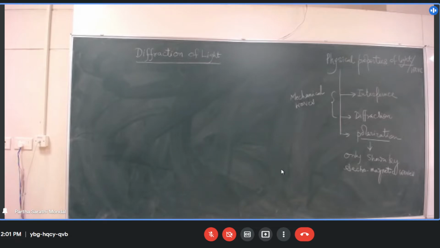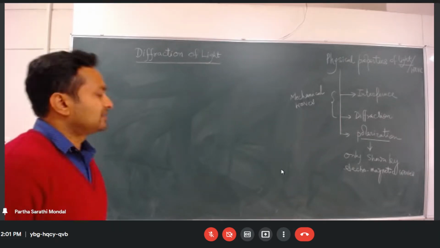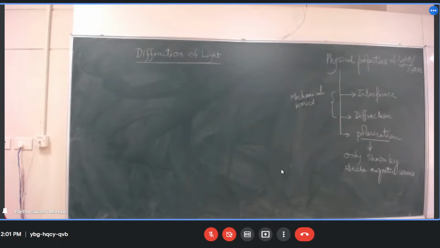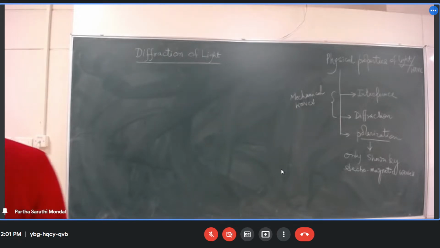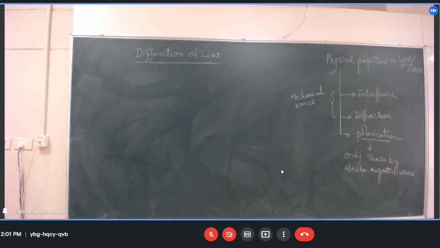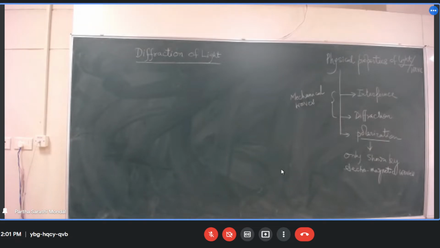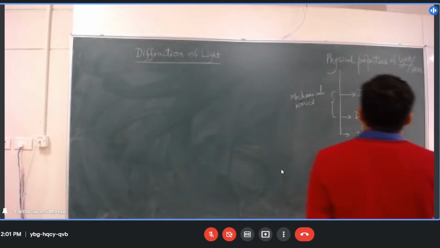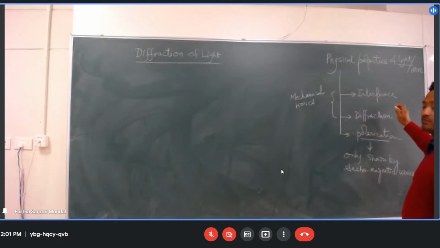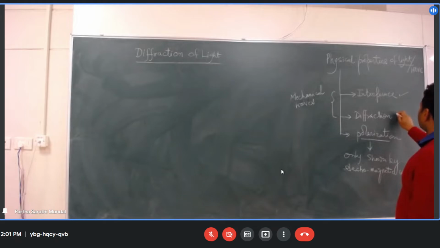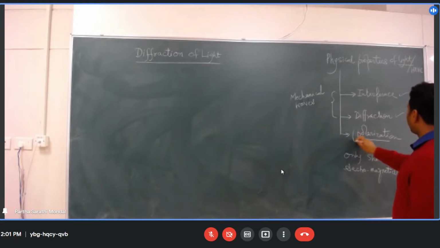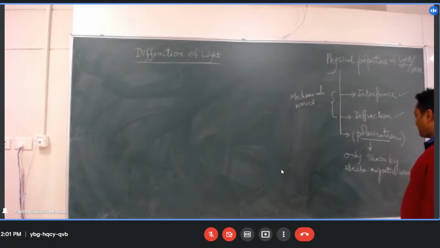Sound waves. Yes, sound wave. String wave. What wave did you say? Sound, and then someone else? A string wave. Wave in a string. Yeah, very good. So these can be shown by mechanical waves. Sound wave can show interference and diffraction. But polarization is the property which is only shown by electromagnetic waves.